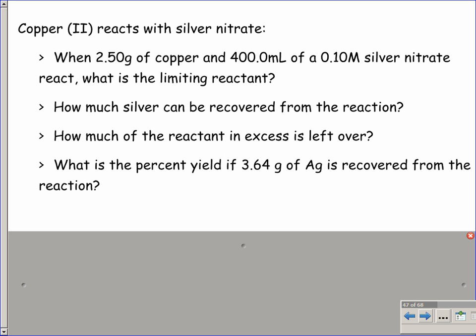Silver. So they're doing nitrates here. Oh, this nitrate is what? What was your one? Alright. So we need the limiting reactant. This is silver.